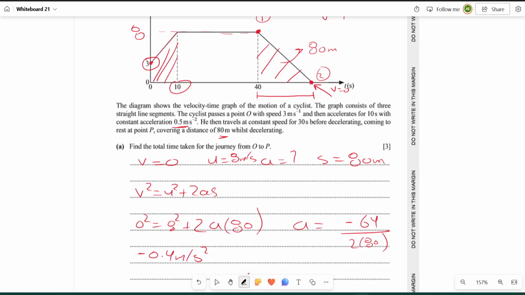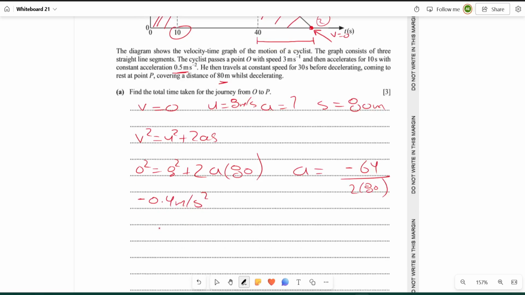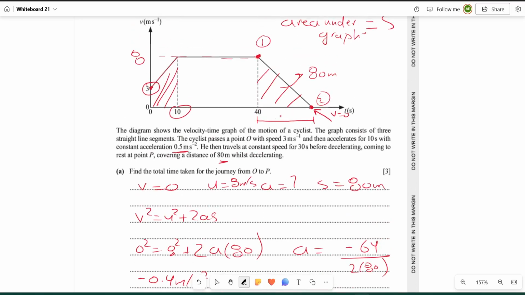So actually I should have used the equation without acceleration to find time, which goes like this: S equals U plus V over 2 times time. So S is 80, U is 8, V is 0, over 2 times time. From here I can find the time. So 160 equals 8t. So time is going to be 160 divided by 8, which is 20 seconds. So this period is 20 seconds from here to here.